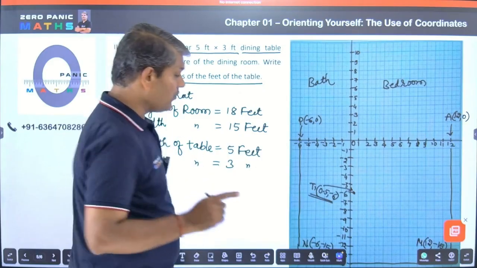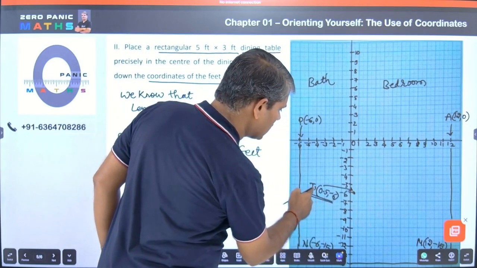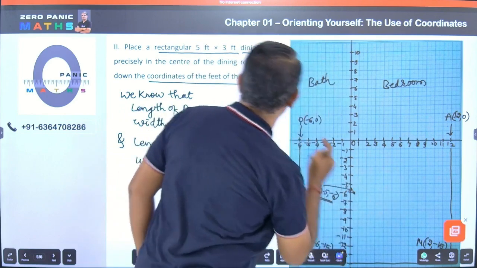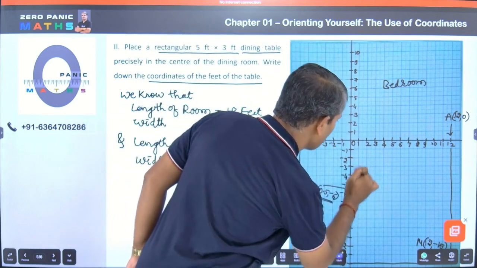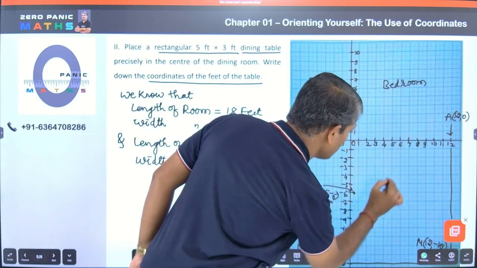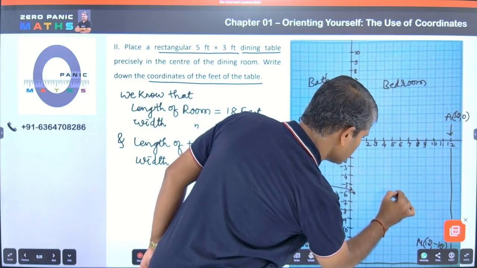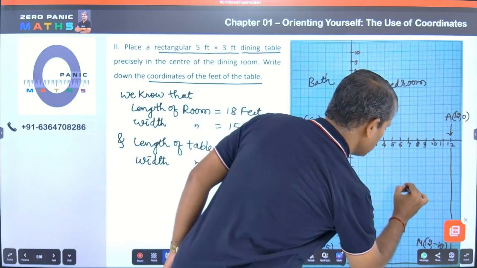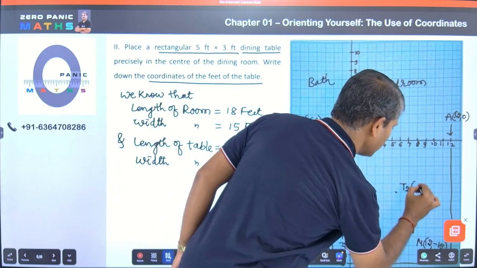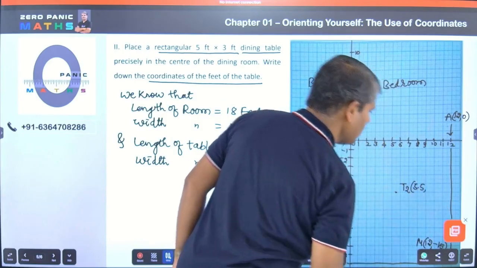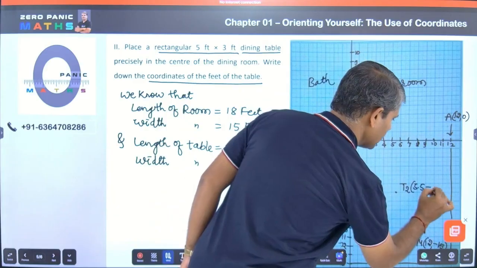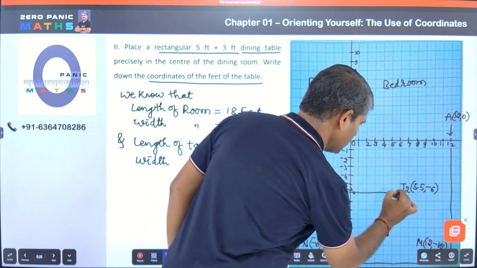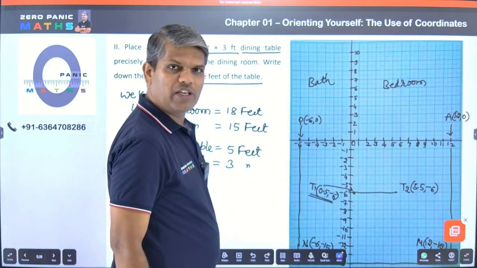Now since we have placed the top left corner at point T1, 0.5 and minus 6, what is the length of the table? That is 5 feet. So from here if you take 5 feet, it will go till 5.5. This point is T2, with x coordinate 5.5 and minus 6 as the y coordinate. So this is the table of 5 feet, and from here it is 3 feet.